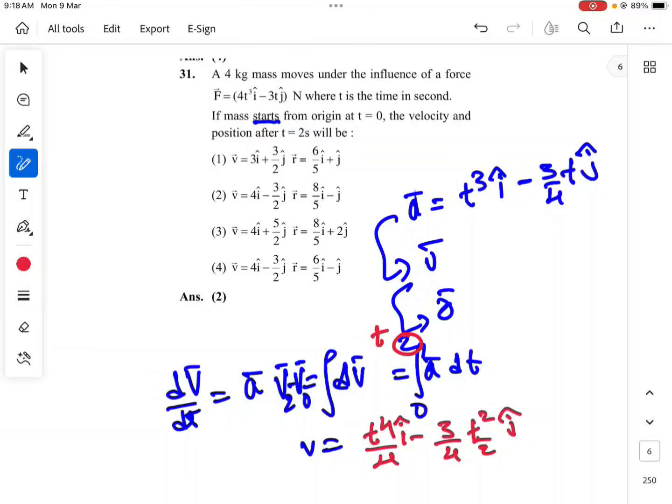Why do you need velocity as a function of time? I will write this as dr by dt, and then again integrate to get r as a function of time, and then I will substitute 2. Okay, so this is what you are supposed to do in a normal way.